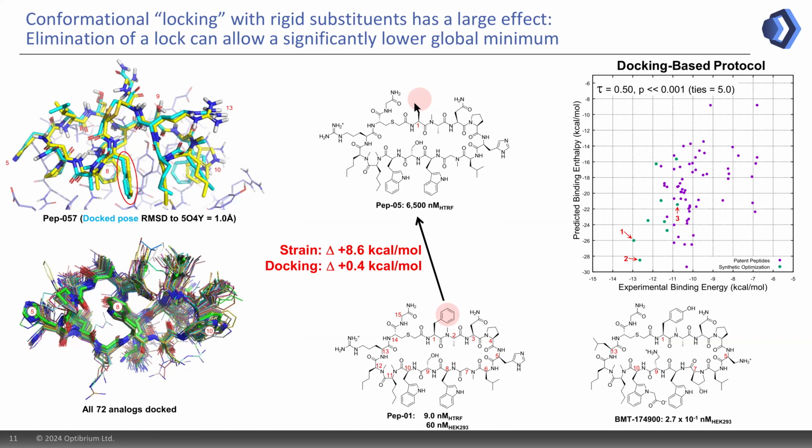But when you take the phenyl off and you release the arm bar, now the backbone of this macrocycle can do something completely different and find a much lower energy solution conformation. So it's the strain really that's telling most of the story in terms of the activity.